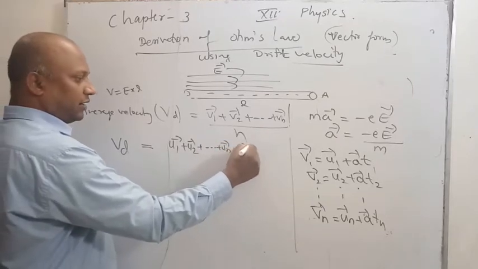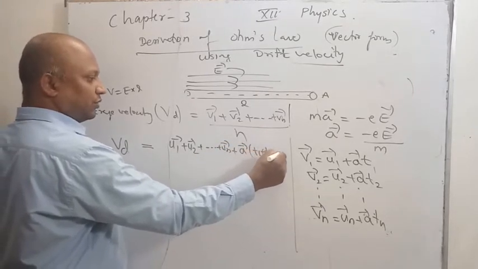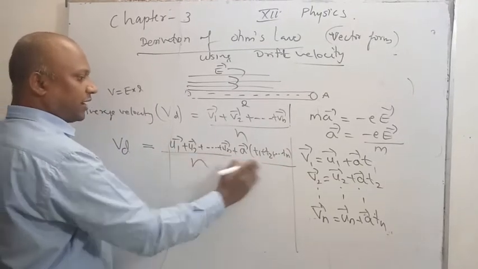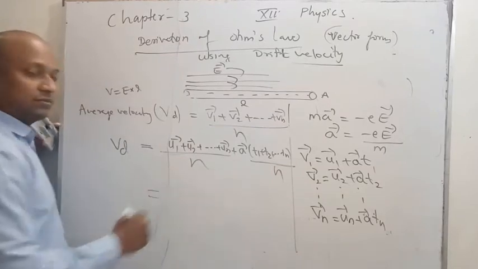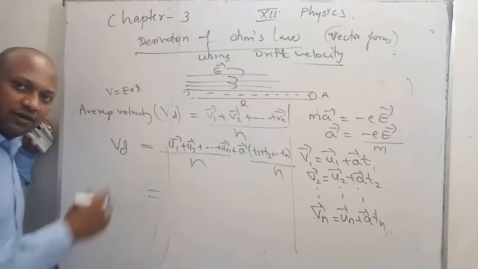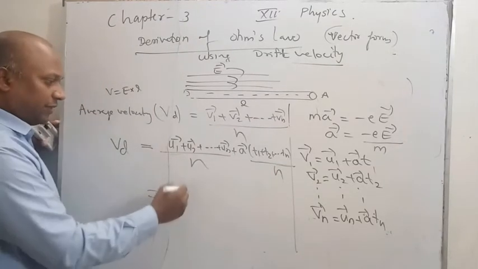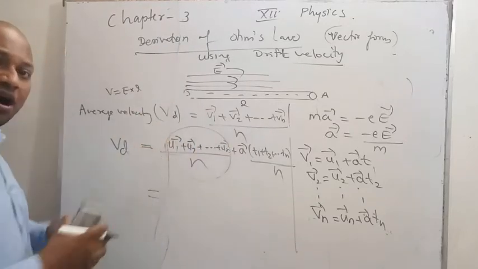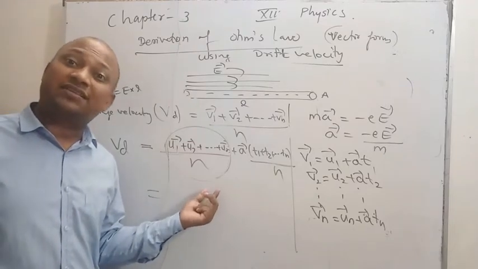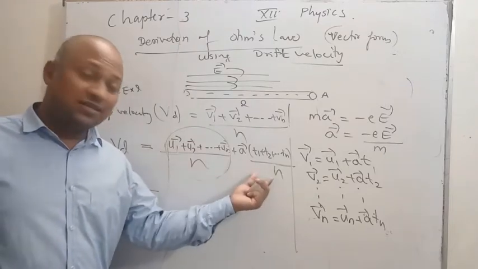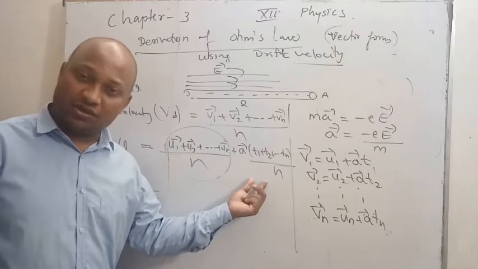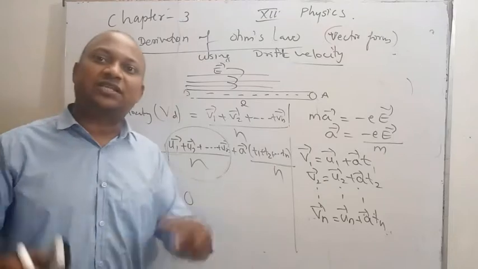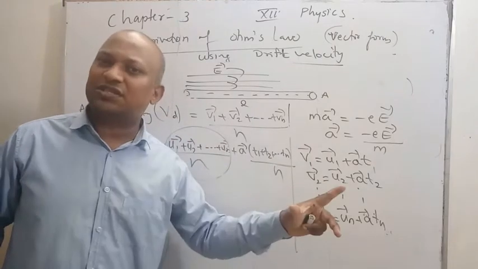Or a(t1 plus t2 dot tn), the whole divided by n, and I can put the division by n separately according to the mathematical concept. So here it becomes the average of the initial velocity. This is the average of the velocities when it is not accelerating, and this is the acceleration part. When it is not accelerating, meaning when there is no electric field, the average velocity is 0.